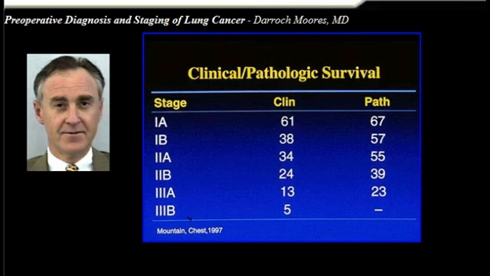Appropriate staging of lung cancer requires both clinical and pathological input. This slide summarizes the survival for potentially surgically resectable disease, stages 1 through 3A. The survival for stage 1 across the board is 67%. For stage 3A, it's 23%.